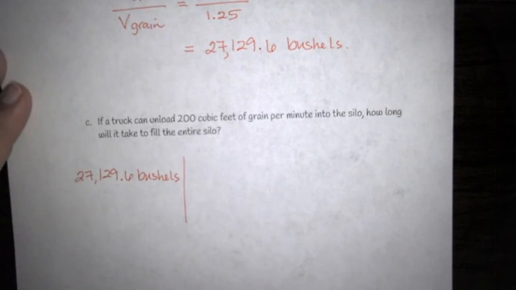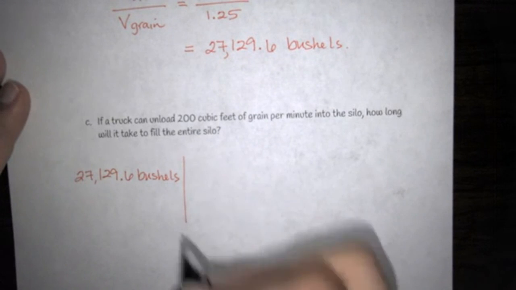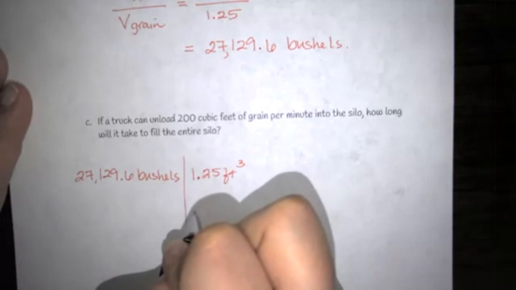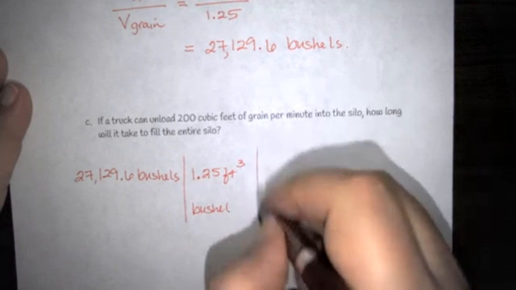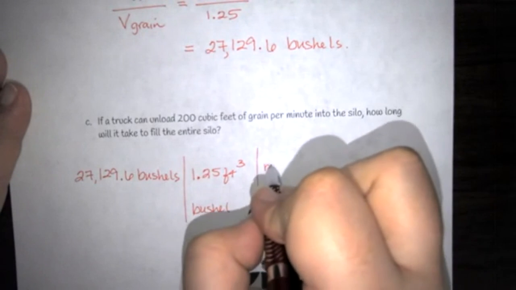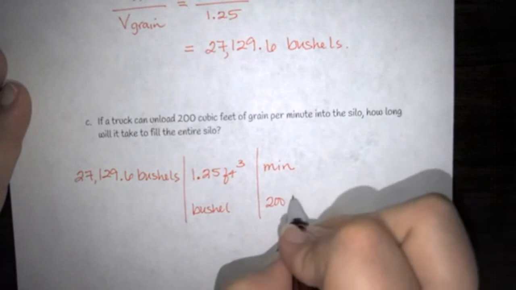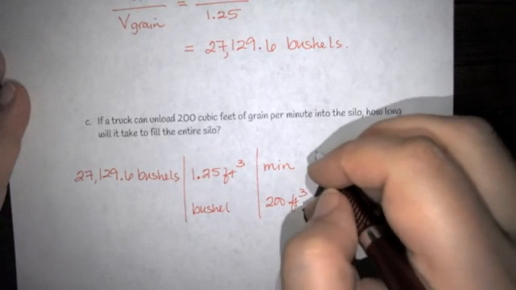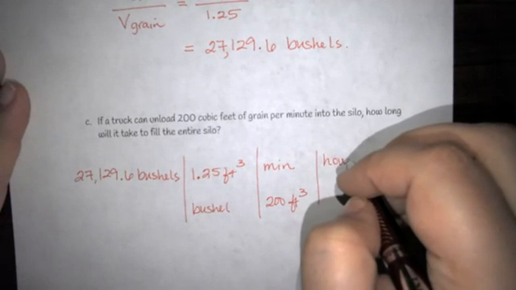Well, we know we have 27,129.6 bushels. We also know that we have 1.25 cubic feet per bushel because of the problem before. So when we are talking about getting rid of our bushels, we know that 1.25 cubic feet is the same as 1 bushel. And then we also know that we can unload 200 cubic feet of grain per minute. So when we're talking about our minutes, we can unload 200 cubic feet per minute. Well, the last thing that we know is that we have 60 minutes per hour.